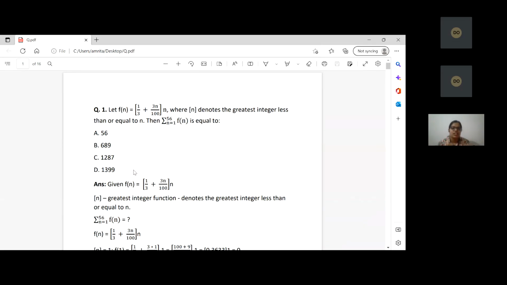We can start exercising how we are going to solve this question. What's the value of f of n? It's already given in the question: 1 by 3 plus 3n by 100, multiplied by n. We have to find the value of f of n over the range 1 to 56. So how are we going to solve this question?